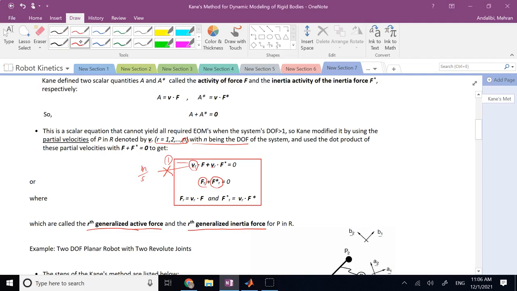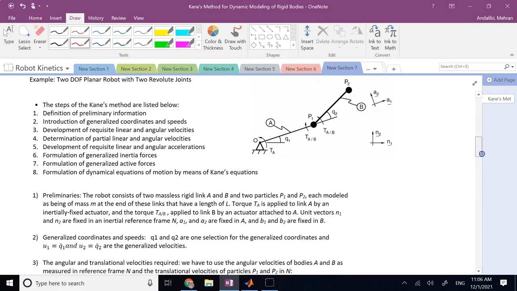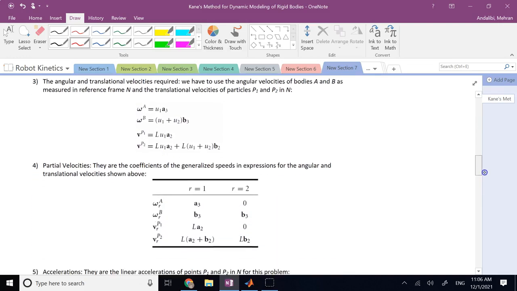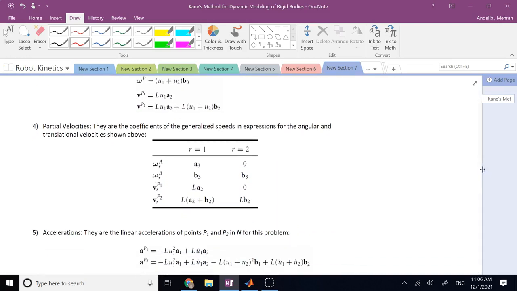So now, how do we define these VRs, right? Because that seems to be the major thing. So let's go ahead and talk about the VRs. These partial velocities, or VRs, are coefficients of the generalized speeds in the terms of angular and translational velocities. What does that even mean?